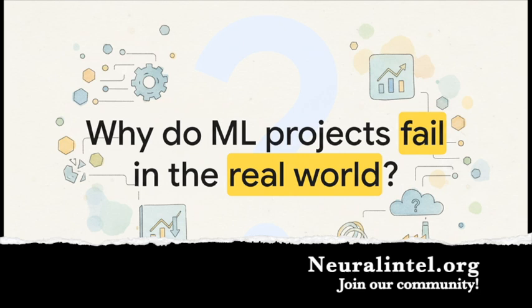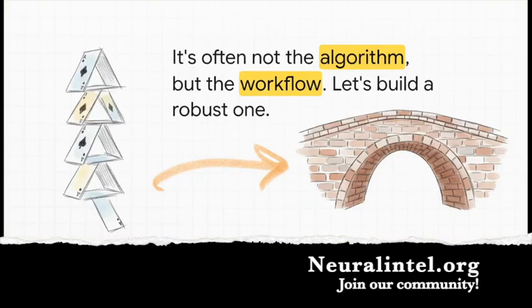So, what's really going on? Well, here's the thing, it's almost never the fancy algorithm you chose that's the problem. It's the workflow, or lack thereof. The shortcuts you can take in a weekend project are the very things that will break a production system. So let's stop thinking like a student and start building like a pro. We're going to build a robust workflow piece by piece.